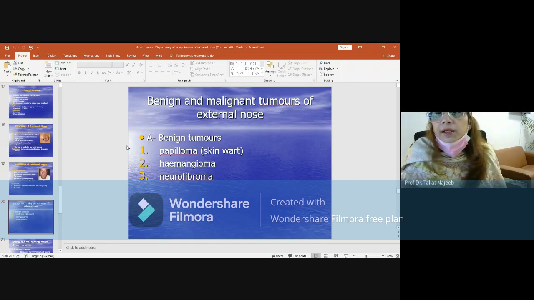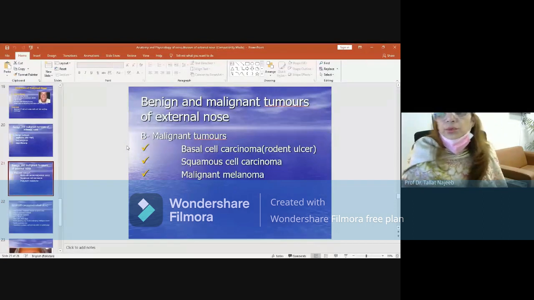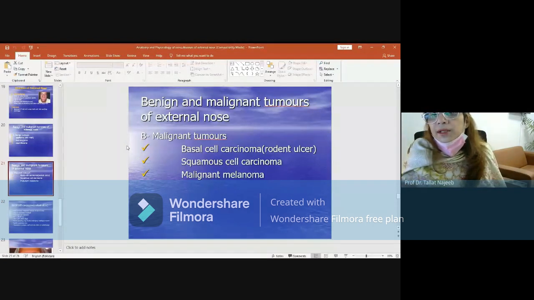Then benign and malignant tumors. Benign tumors are papilloma, that are warts, hemangioma, neurofibroma. Malignant tumors: the most common tumor is basal cell carcinoma, then squamous cell carcinoma, and malignant melanoma. Malignant melanoma is rare, but it is a highly malignant tumor. Basal cell carcinoma is the commonest tumor of skin, and squamous cell carcinoma is the commonest tumor of head and neck region except skin. These are your MCQ questions.